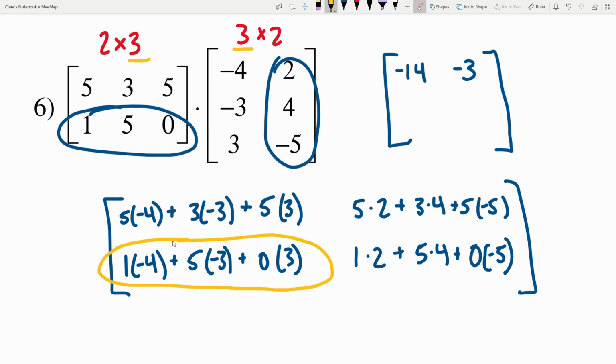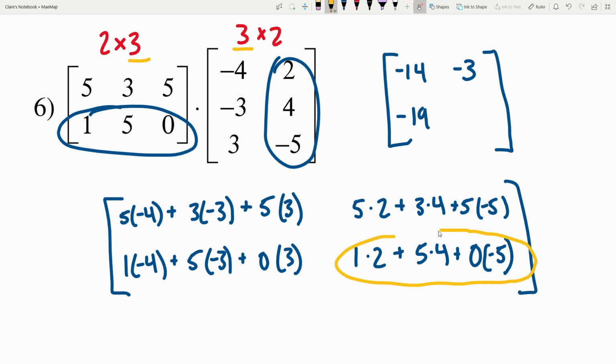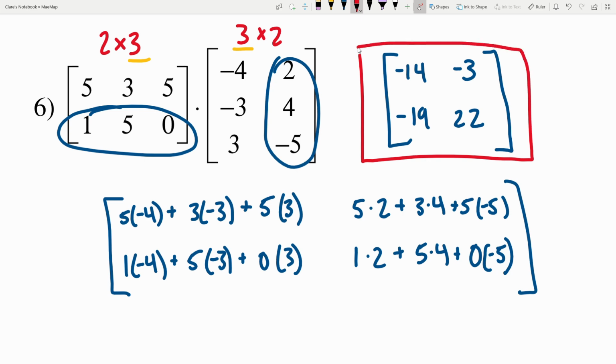Now for the second row, column 1, I have negative 4 times 1, which is negative 4, plus 5 times negative 3, which is negative 15, plus 0. Negative 4 plus negative 15 plus 0 is negative 19. And then lastly, I have 1 times 2 plus 5 times 4 plus 0 times negative 5, which is 2 plus 20, which is a positive 22. Because adding 0 doesn't change the number. So for my solution, I have negative 14, negative 3, negative 19, positive 22.